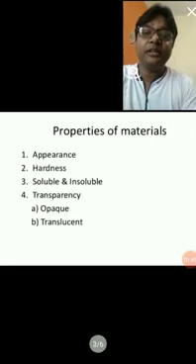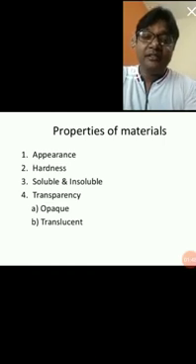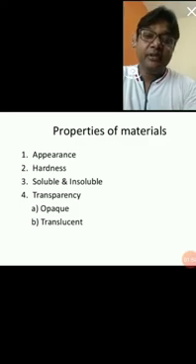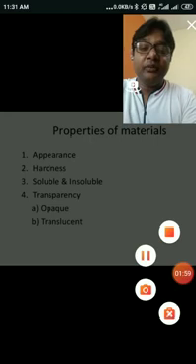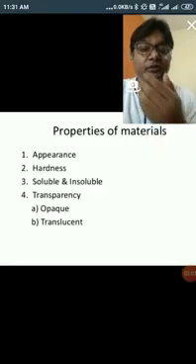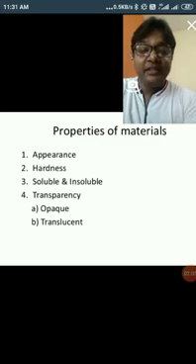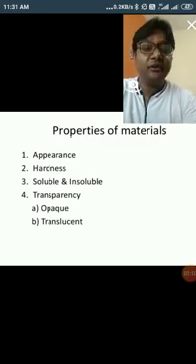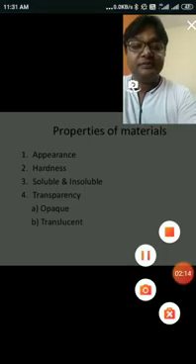There are certain properties of material which are to be learned by us in this chapter. The first property is appearance. Appearance is the property in which we learn about how the object looks. Then there are hardness, solubility, insolubility, transparency, all these properties. So let's learn about appearance.